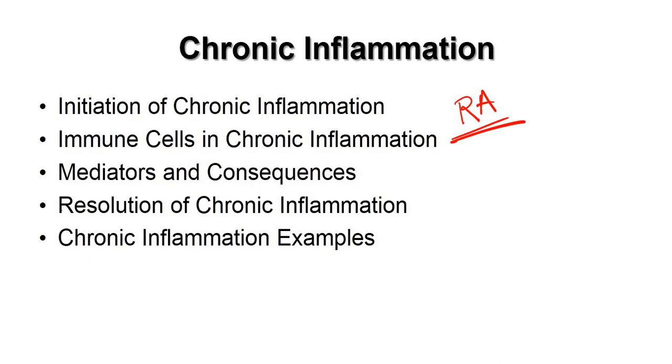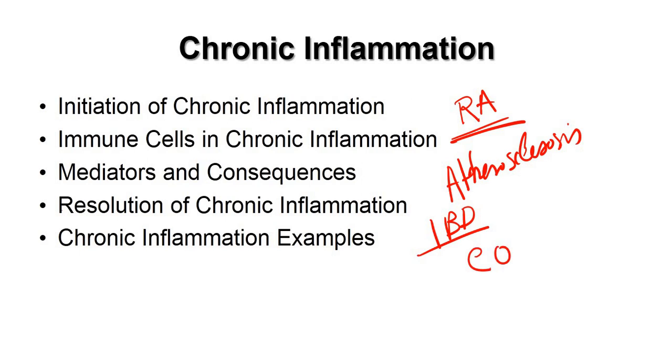The next example is atherosclerosis, chronic inflammation of the blood vessel. Then you have IBD. IBD stands for inflammatory bowel disease, and chronic lung disease, that is COPD, the chronic lung disease. And chronic lung disease also leads to asthma. Okay, these are some of the examples.